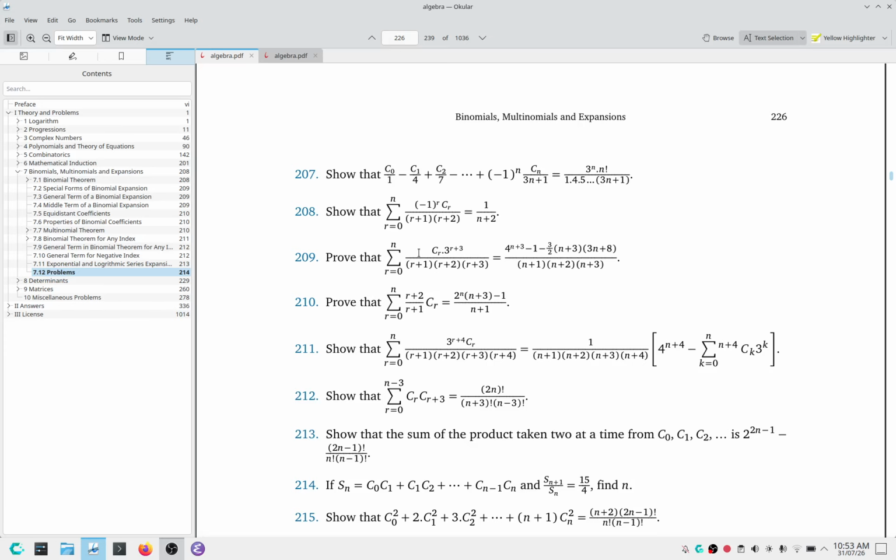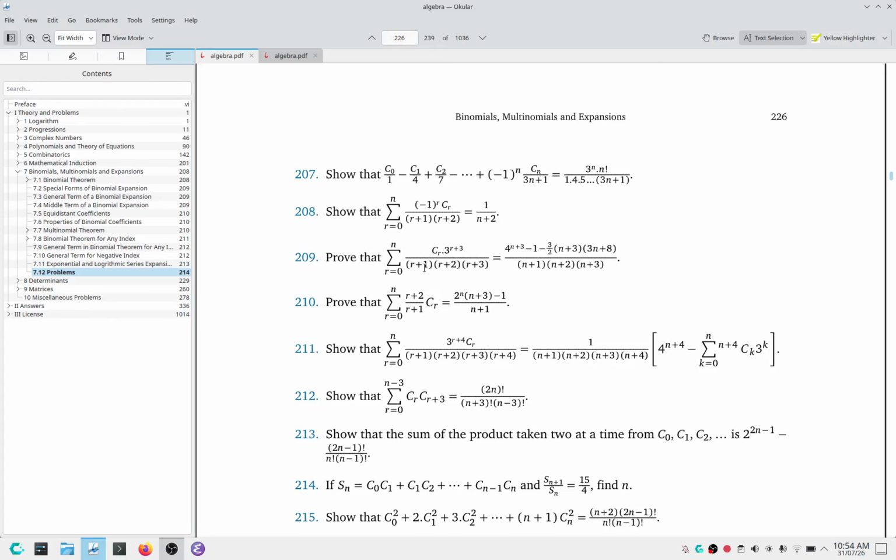So the trick is simple here. If you see, you have the factor: 1 times 2 times 3 when r is 0, when r is 1, it is 2 times 3 times 4, then 3 times 4 times 5. So it goes on increasing, and there are three factors.